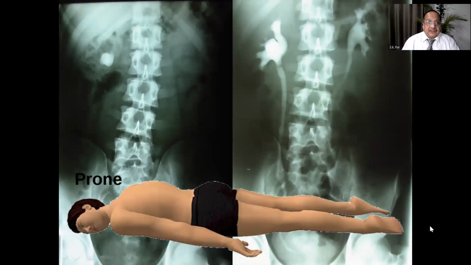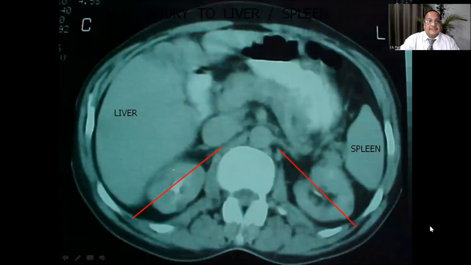Our index case is a patient with a stone in the renal pelvis, and because 80% of us do prone PCNL, our patient is also lying in the prone position. Now let us start understanding the PCNL access.